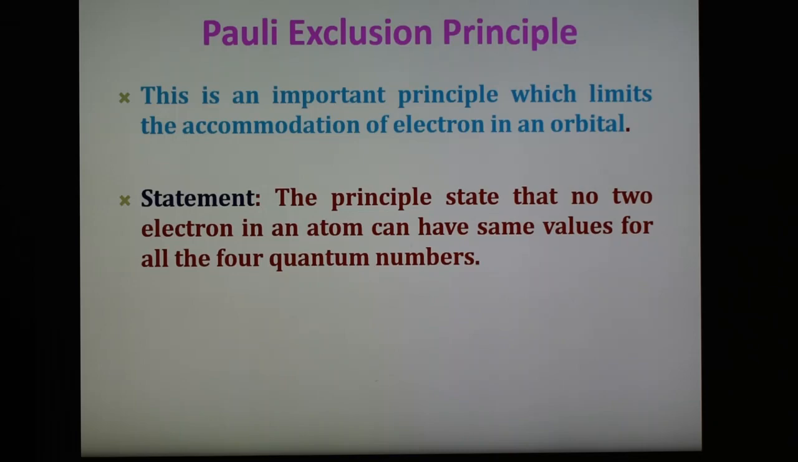So it means that there are four quantum numbers. According to this principle, the values of three quantum numbers, first, second, third, may be the same, but the fourth quantum number, the spin quantum number, must be different. So again, repeating the statement.